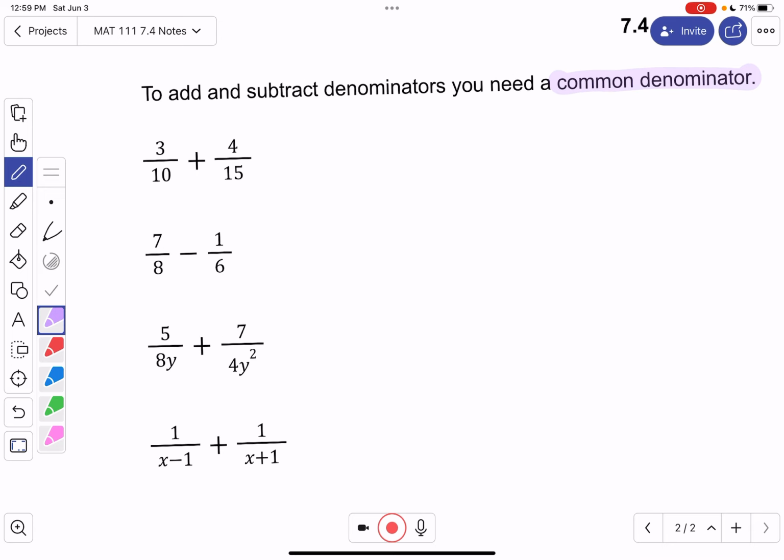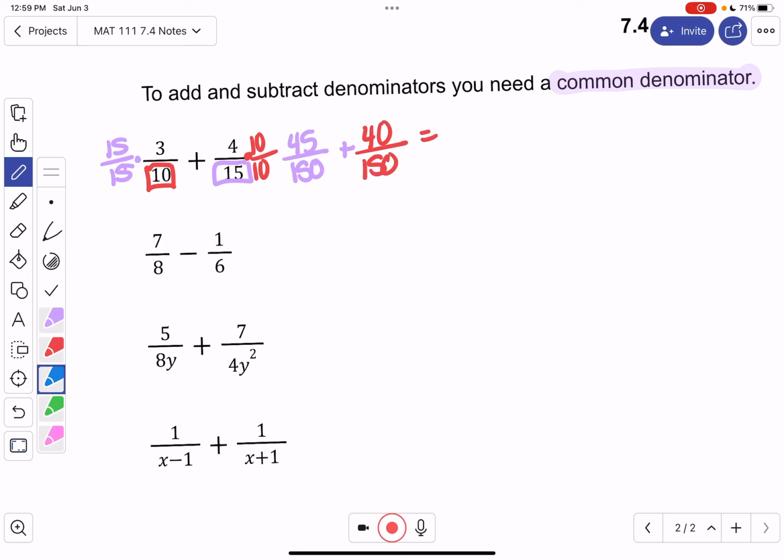The easiest way to do that is just to multiply by the other fraction's denominator. So 15 over 15 equals 1, so we're not changing the value of the fraction, even though we're changing the numbers. 3 times 15 is 45. 15 times 10 is 150. Then we do the same thing for the other fraction, but we're multiplying by 10. 4 times 10 is 40. 15 times 10 is 150.